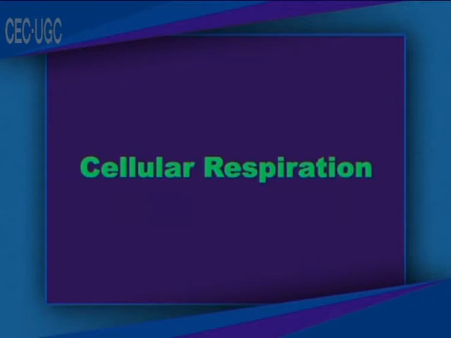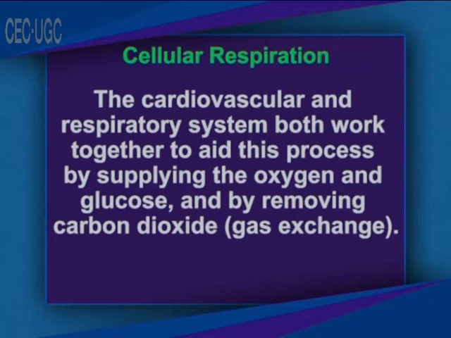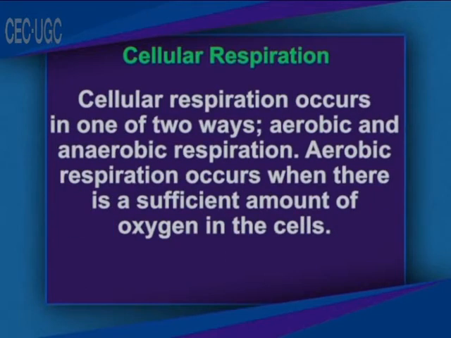Cellular respiration. Cellular respiration is a process in which the energy in glucose is turned into adenosine triphosphate. This is the energy cells need for the body to function. The cardiovascular and respiratory system both work together to aid this process by supplying the oxygen and glucose and by removing carbon dioxide. Cellular respiration occurs in one of two ways, aerobic and anaerobic respiration.